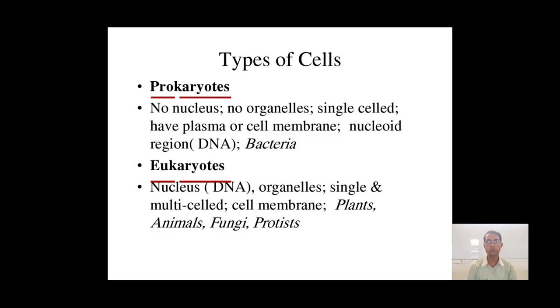Whereas when we talk about eukaryotes, eukaryotic cells have a nucleus and well developed organelles. They may be single celled or multicellular. They have a well developed cell membrane. And when we talk about eukaryotes, plants, animals, fungi, and protists are the best examples of eukaryotes.